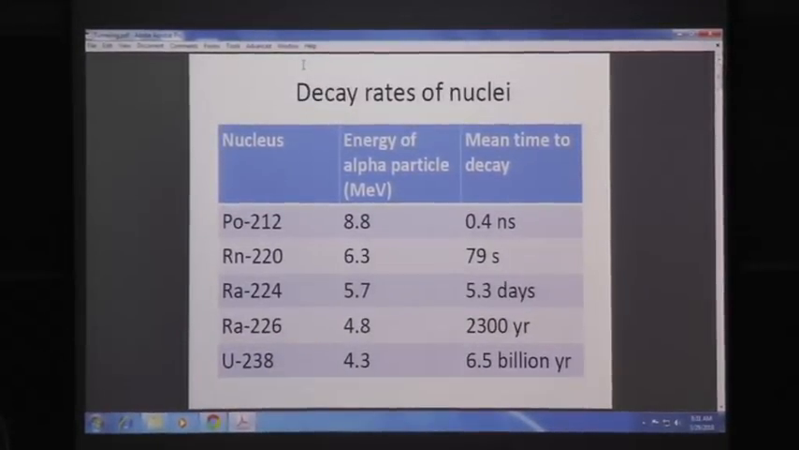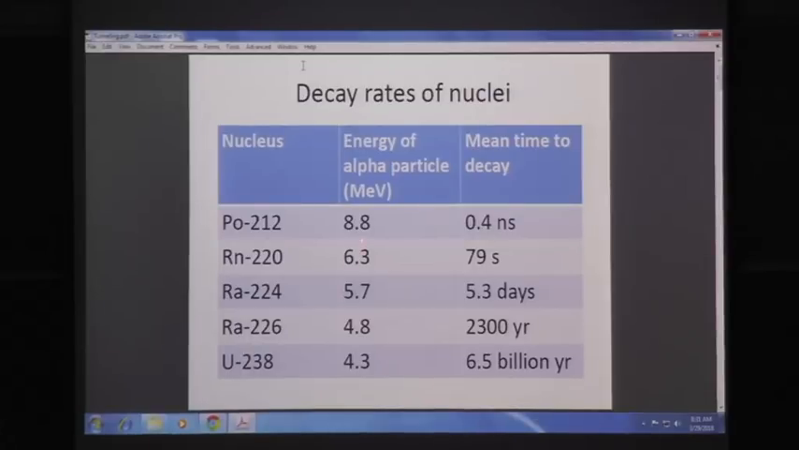then you see that all of these nuclei have energies in roughly the same range. All of them, 5, 6, 7, 8 mega electron volts. So for polonium it's 8.8 mega electron volts, here you have 5.7, 6.3, 5 and so on. So the alpha particles that are ever issued from these nuclei all have roughly the same range of energy.